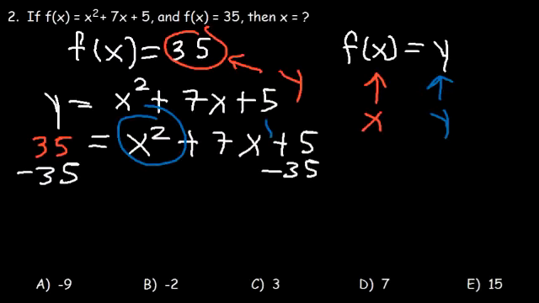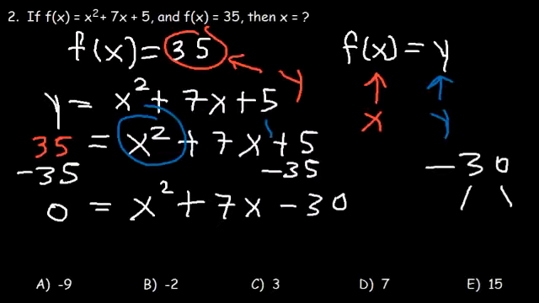So now we need to factor this expression. What are two numbers that multiply to negative 30 but that add to 7? The two numbers are positive 10 and negative 3. 10 plus negative 3 is positive 7, but 10 times negative 3 is negative 30. So in its factored form, it's going to be x plus 10 times x minus 3.